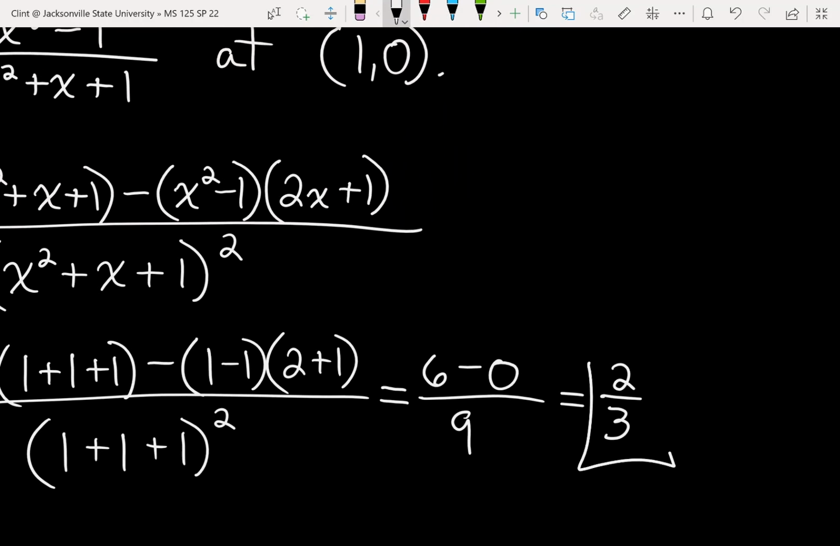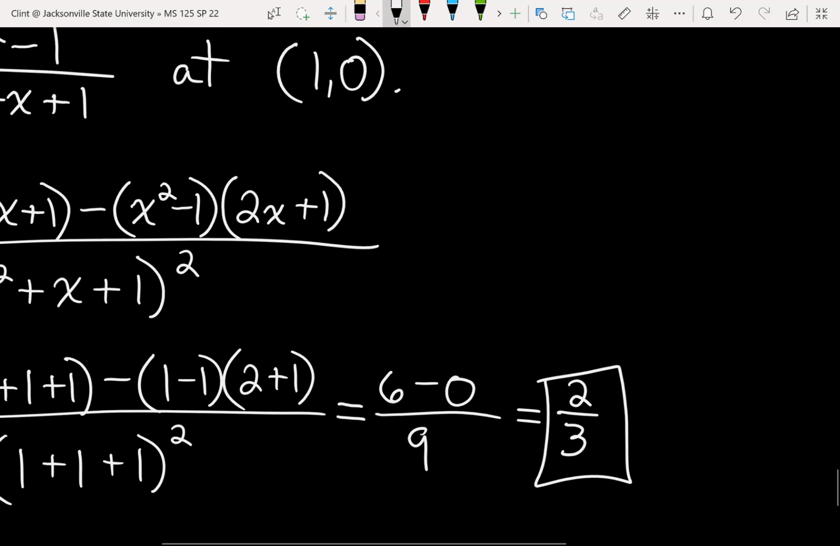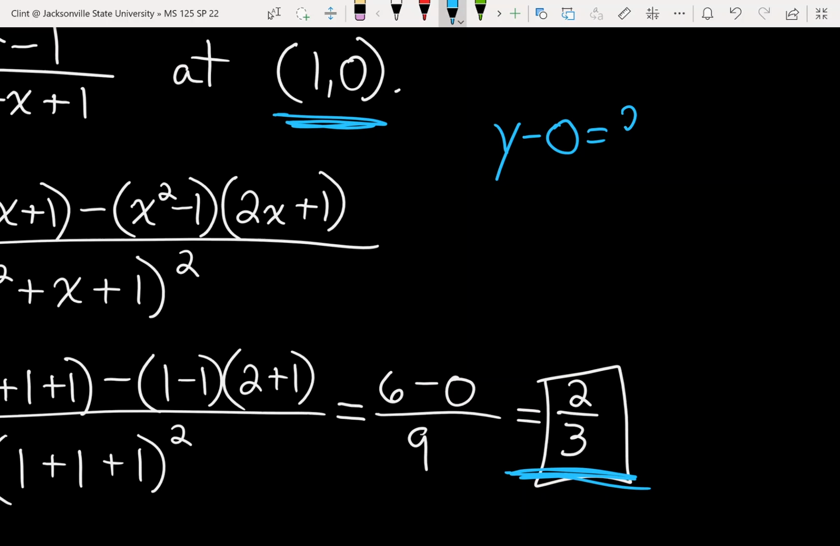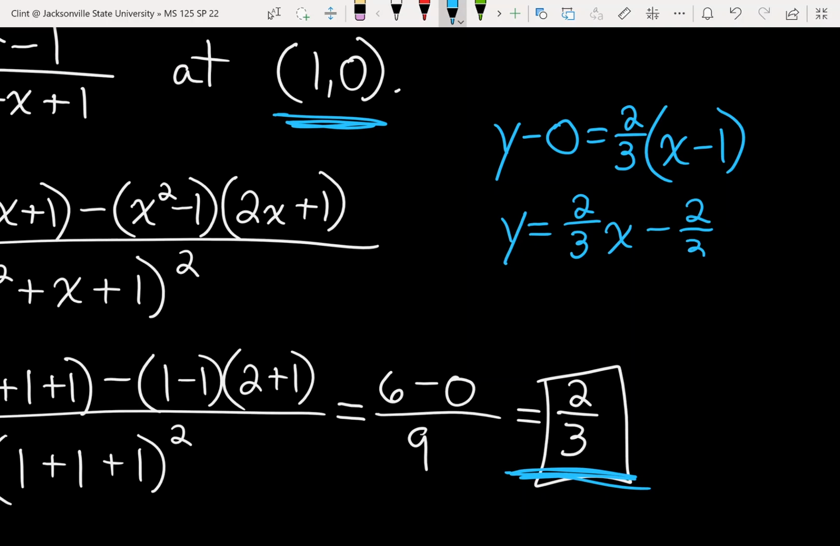So using this point, this slope, we can get the equation of our tangent line. Say y minus 0 equals 2/3 times x minus 1. So the equation of our tangent line is 2/3 x minus 2/3.